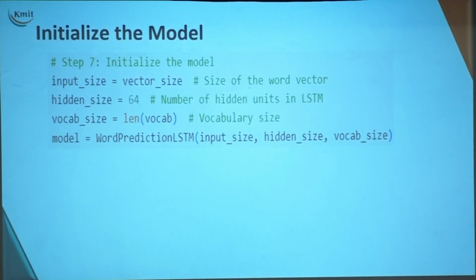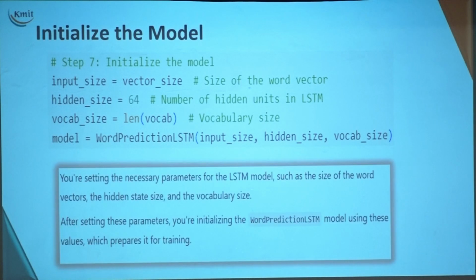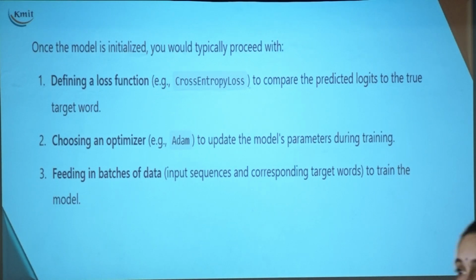Okay. Now we will try to initialize our model. Okay. So what are we doing? Input size is our vector size that we have already chosen as 50, and then hidden size I am giving it as 64. Okay. And vocabulary size, as I told you, should be the length of your vocabulary, that is len of vocab. Okay. And then you will be applying word prediction LSTM and storing that as my model. Okay. Once you are done, model is created.